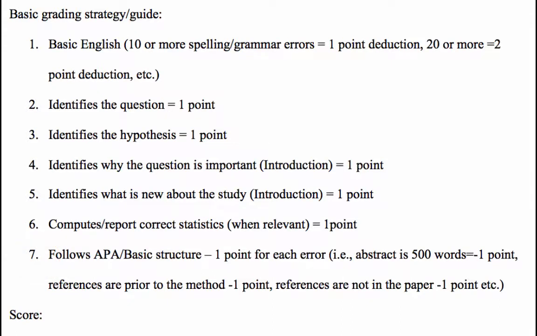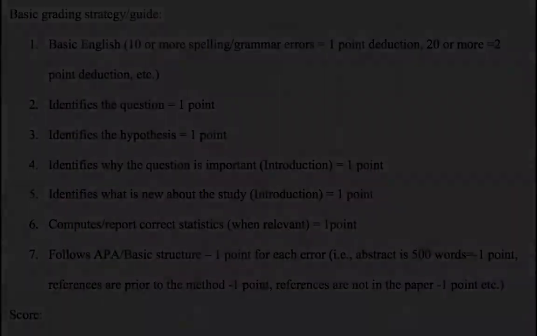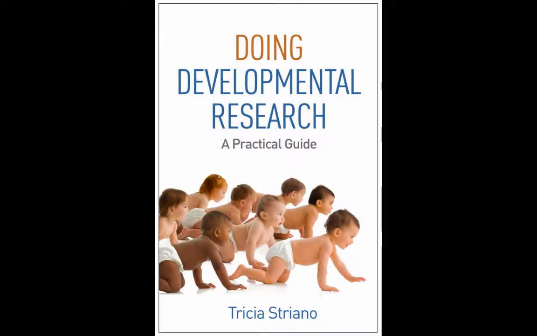The aspects outlined in the rubric are not only important for students to consider for their grade in this course, but for any scientist who hopes to have their writing taken seriously by journals they hope to submit their work to. For a more complete checklist when reviewing your APA manuscript, refer to Doing Developmental Research, pages 144 to 146.